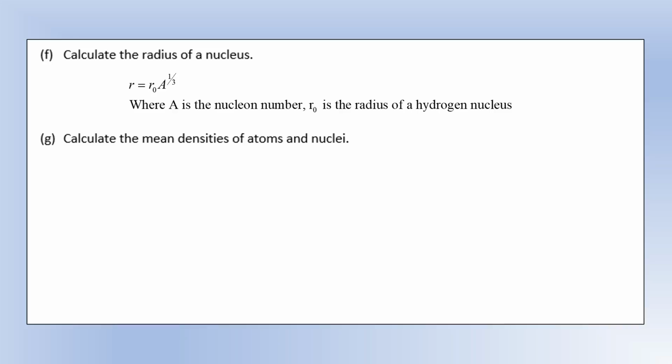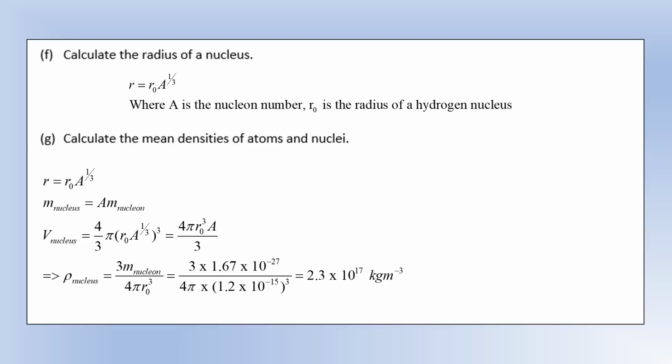What that allows us to do is start working out how dense a nucleus is, or how dense an atom is. If we focus on a nucleus, the mass of the nucleus is going to be the nucleon number times the mass of a nucleon, since protons and neutrons effectively have the same mass. The volume of the nucleus, if we model it as a sphere, is going to be 4/3 pi r cubed, and we can put r0 times the cube root of A in instead of r. If we want density, we do mass divided by volume, and when we plug the mass of a nucleon in, and the radius of a hydrogen nucleus in, we get an approximation for the density of a nucleus.